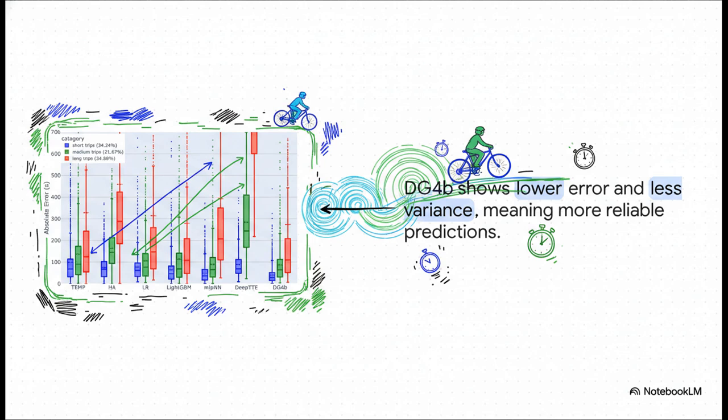This box plot shows us something else, too, and it's just as important. It's not just that the average error is lower. Look at how tight that box is for DG4B there on the right. That means the predictions are way more consistent. There's much less variance. So it's not just more accurate, it's more reliably accurate. You can trust its predictions more often.